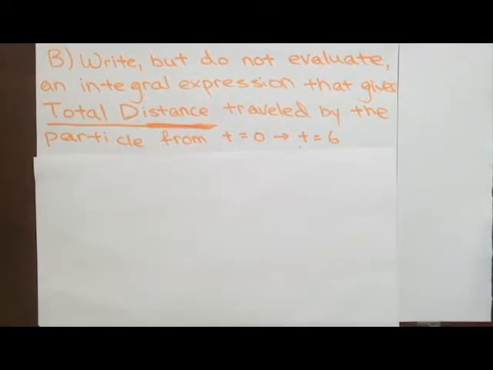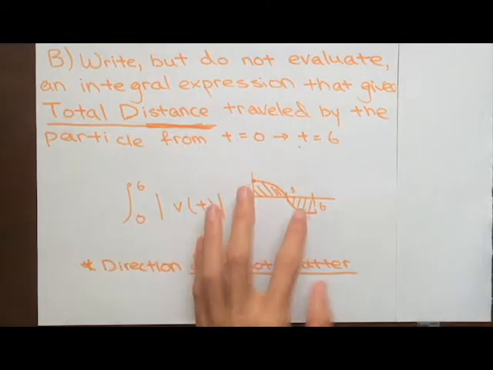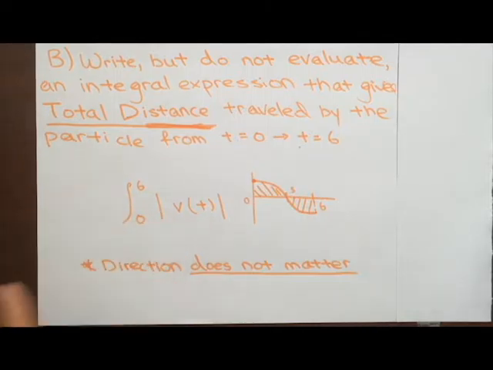To solve this problem, you will have to know the concept of total distance traveled. Total distance traveled, similar to displacement, is the integration of the velocity. However, total distance traveled does not account for direction. So it means that we have to take the absolute value of the velocity, because we have to add both of these areas together instead of adding the positive one and subtracting the negative one from the positive one. To sum it all up, the integral expression of the total distance traveled will be the integral from 0 to 6 of the absolute value of the velocity, which is cosine of pi over 6t.